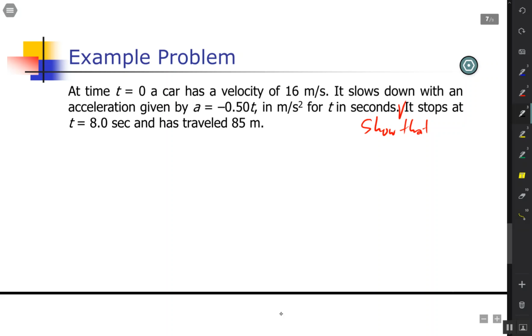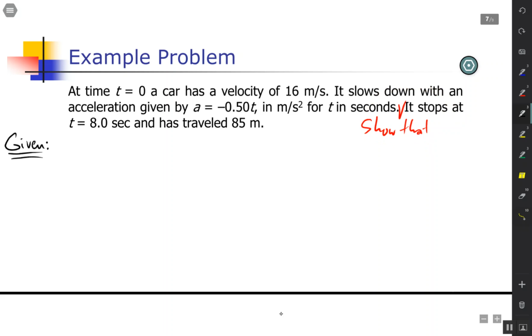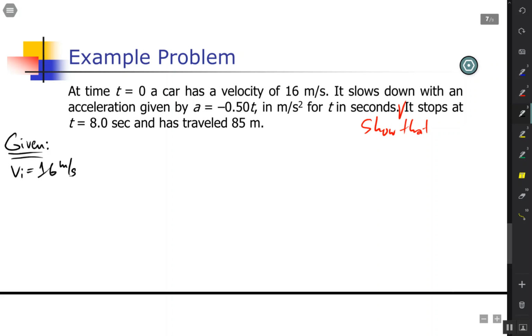Notice I have a typo right here. But let's see what else we are given. First things first, trying to understand what we are doing. We're given that at time equals 0, the car's velocity is 16 meters per second. So that is actually our initial velocity. We'll need that later. And we're given that acceleration is a function of time that is negative.